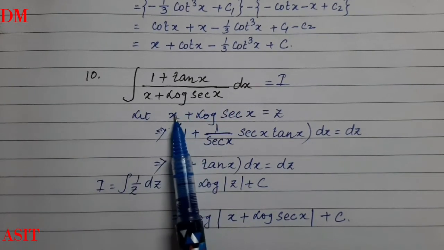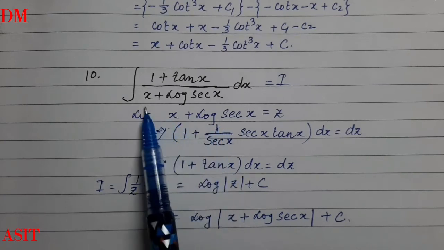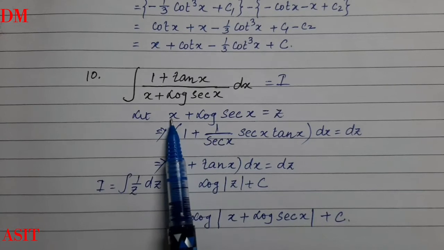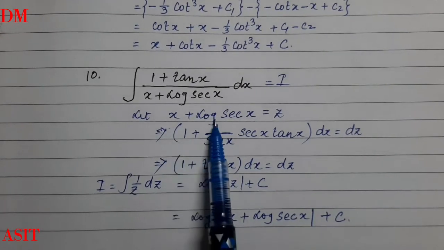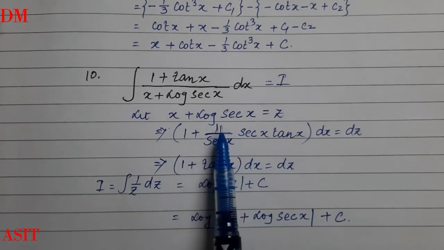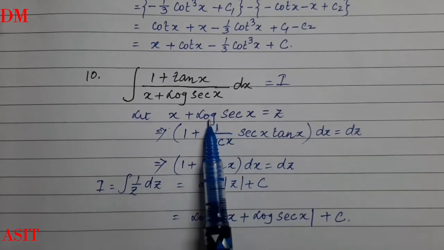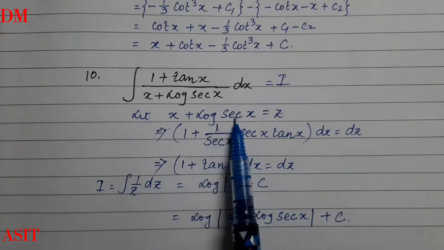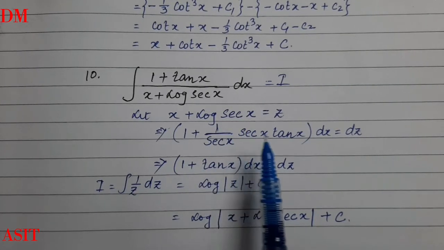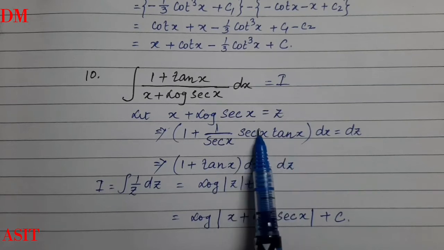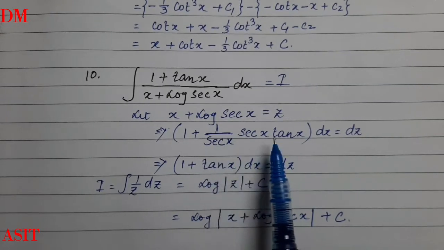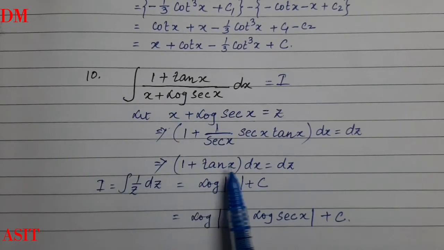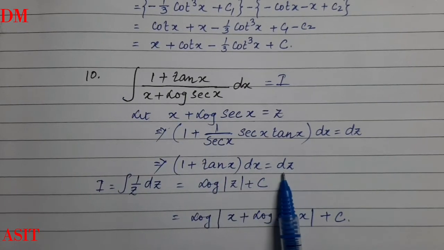So now we can see that if I differentiate x plus log of secant x, what will we get? x's differentiation is 1, and for log of secant x, the differentiation will be 1 by secant x into the differentiation of secant x, that is secant x into tan x. Now secant x tan x will be cancelled out, so it will be 1 plus tan x, which is the numerator. So therefore 1 plus tan x dx is dz.